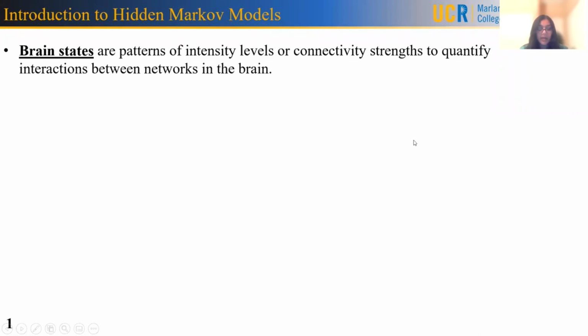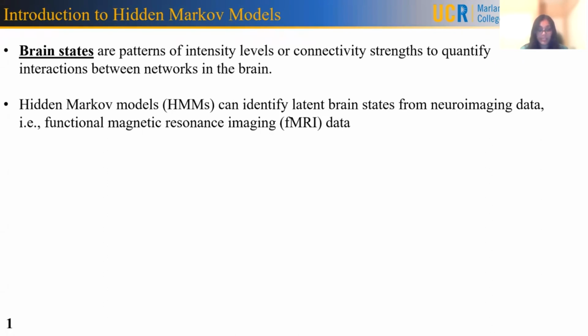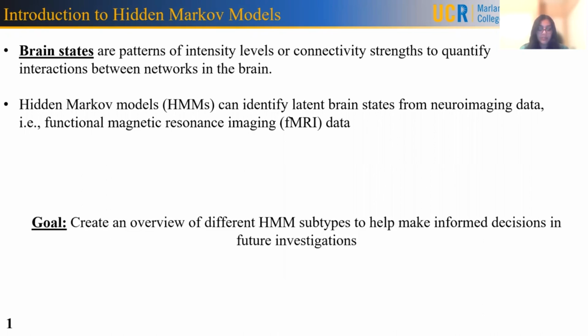So brain states are patterns of intensity levels or connectivity strengths that characterize the brain and quantify interactions among networks in the brain. And one very popular way of doing this is by employing hidden Markov models, or HMMs, which are probabilistic models that determine a hidden state sequence path not directly observable from collected neuroimaging data, such as fMRI data. And the goal of this project focused on creating a comprehensive overview of different HMM subtypes so that we can make conscientious choices about which model should be selected in future investigations.